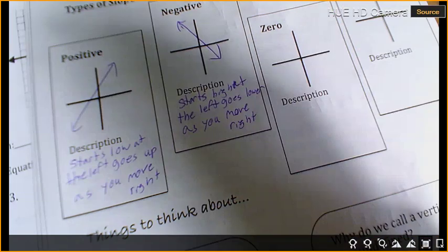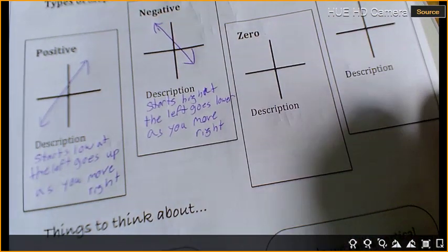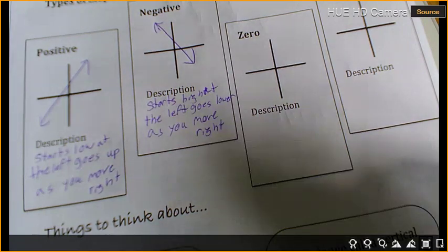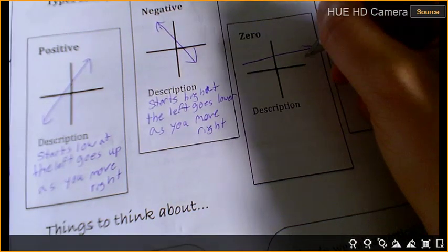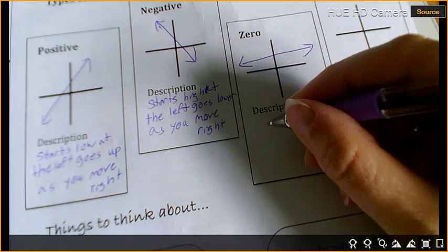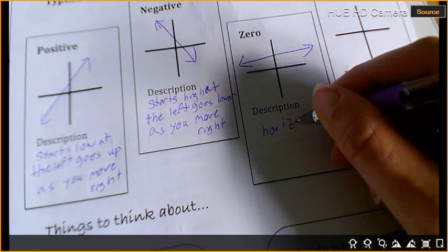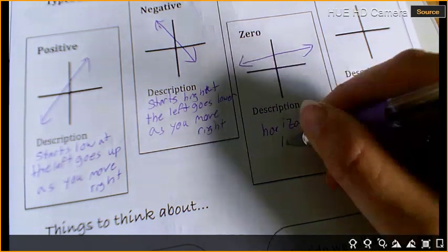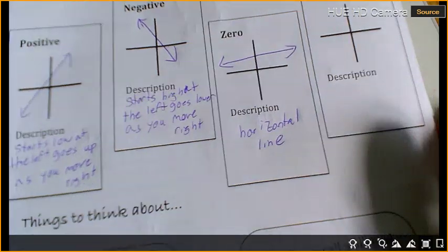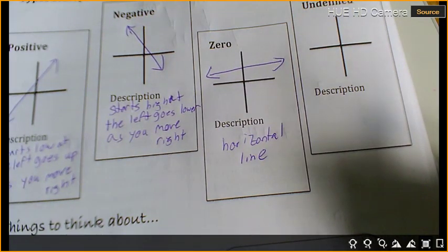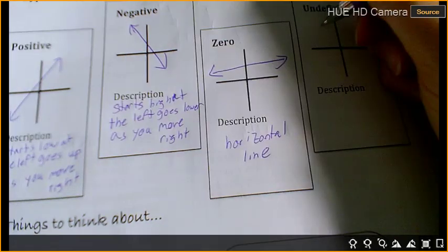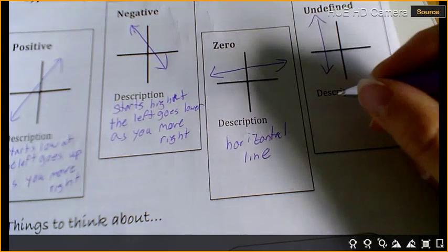Show me what your arms with a 0 slope looks like. Good. Horizontal line is how I'd like to describe it. What about undefined? Show me with your arms what undefined looks like. Good. Vertical.